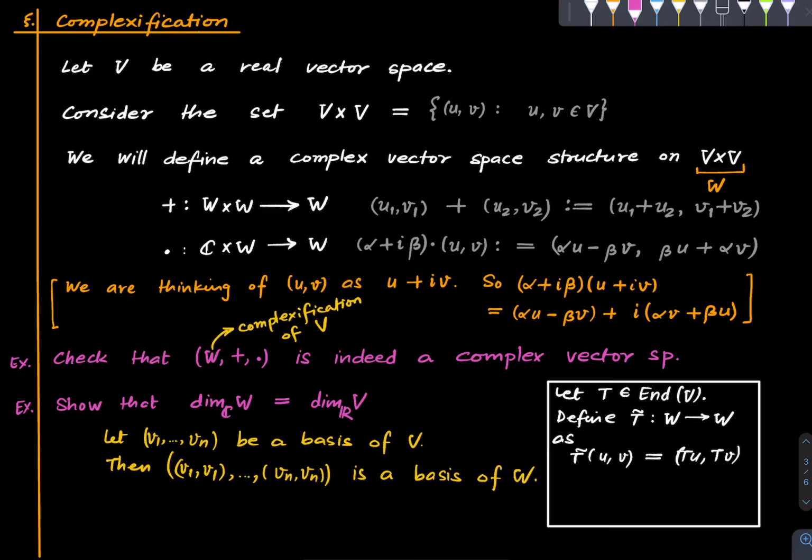So that is another exercise. Check that T tilde is linear. When I say linear, I mean complex linear. And this T tilde will be called the complexification of T. So not just that you can complexify a vector space, you can also complexify endomorphisms, right? So that's just some definition, some construction. It's not clear why it is useful, but now we will see why it is useful.